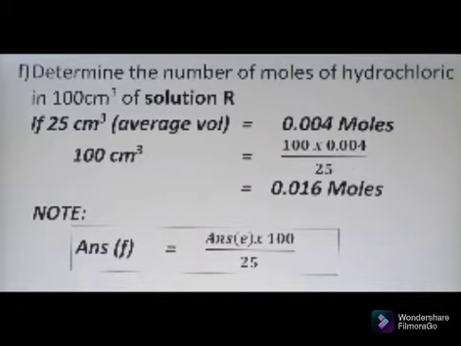I'm saying we want to calculate the number of moles of hydrochloric acid in the 100 centimeters cubed of solution R. And I have described to you how we prepared solution R. And therefore, you're going to argue if the average volume is containing 0.004 moles, what about 100? If you do the multiplication as I've done, 100 multiplied by 0.004 divided by 25, you're going to get 0.016 moles. Remember, this is the number of moles of hydrochloric acid that did not react with the carbonate. That's what basically remained. We go ahead to part G.